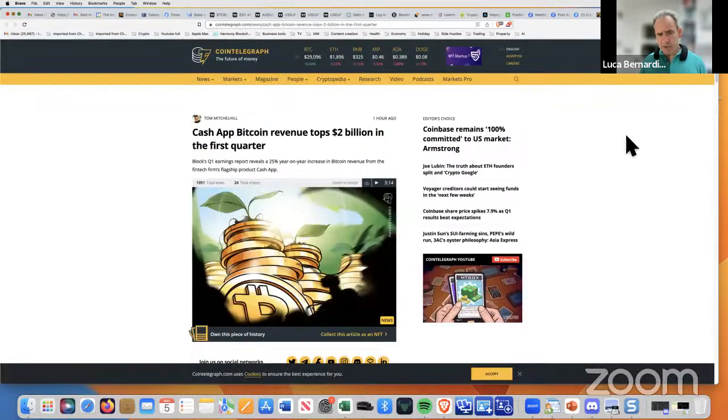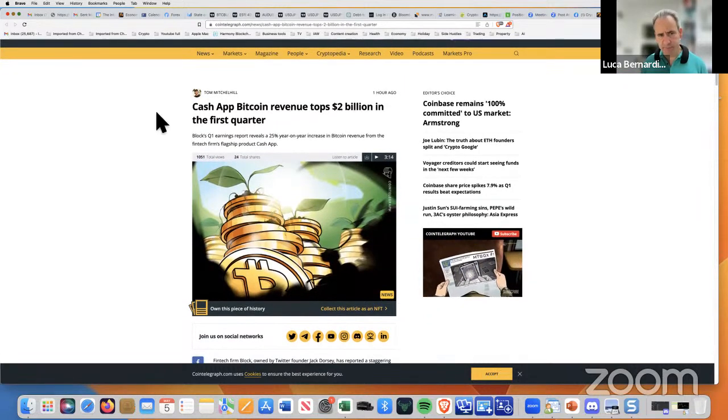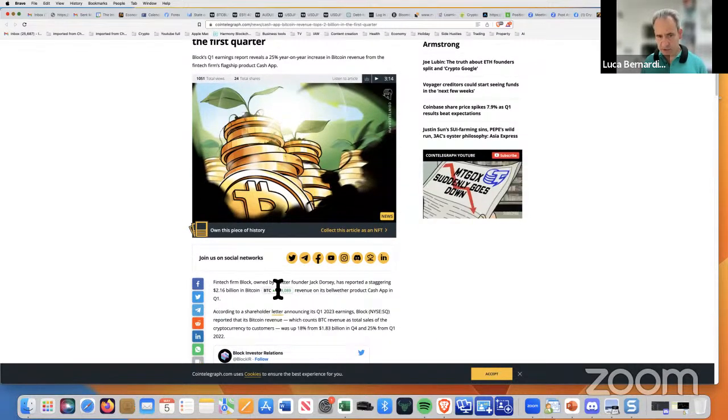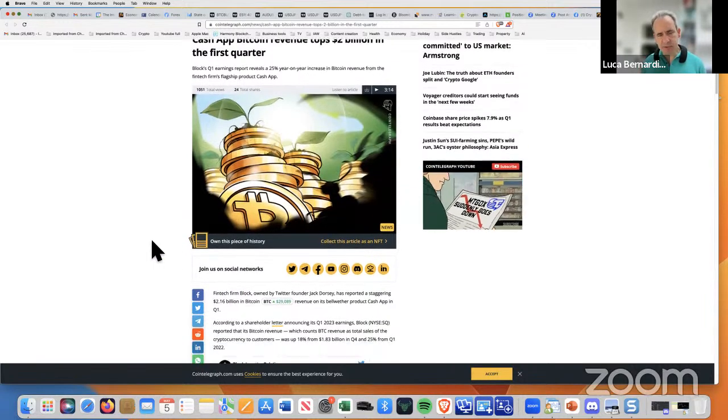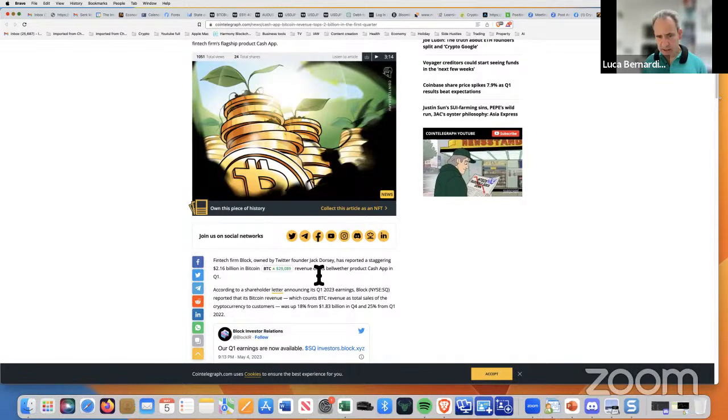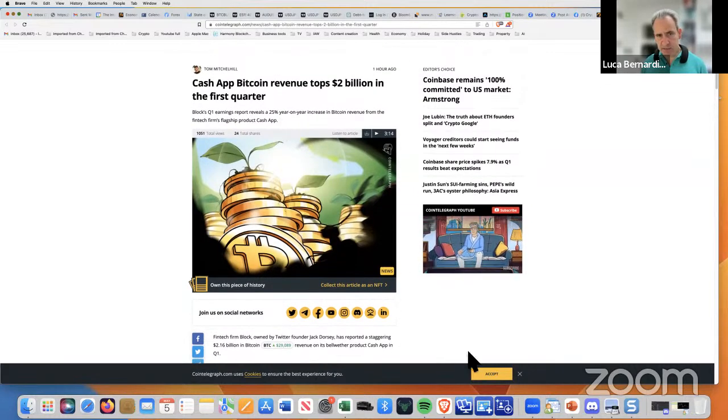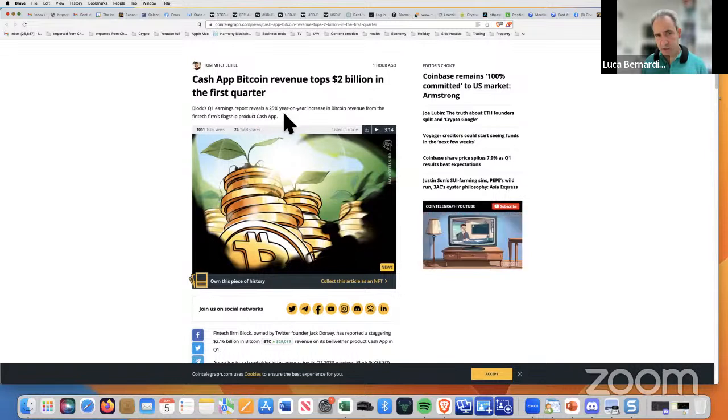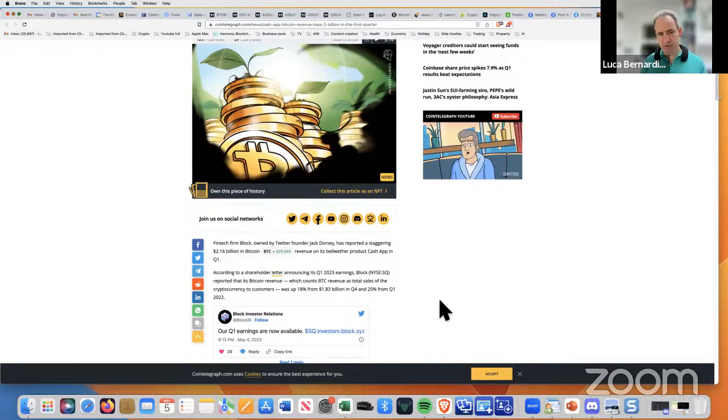On a positive note about crypto, this is Cash App. I don't know how many of you know or use Cash App, but it's by Jack Dorsey, the ex-owner of Twitter. He launched Block and the Cash App as a payment solution, and he's saying that Cash App has had a 25% year-on-year increase in Bitcoin revenue. So they are transacting a lot more Bitcoin than before. Cash App is an app like, say, PayPal or something else, and they are making a lot more money now from Bitcoin than they were before.